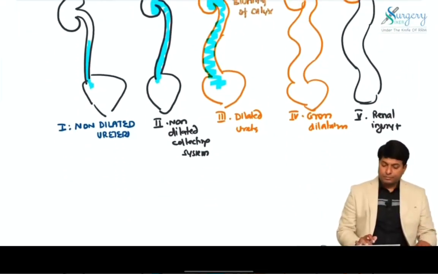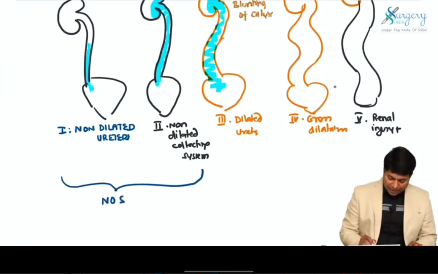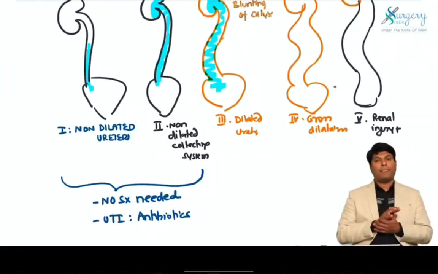In this you can see who you can manage without any surgery. Simply, you can manage non-dilated ureters with no surgery needed. Grades 1 and 2, no surgery needed. They will develop only UTI. Therefore give them antibiotics, that's enough. We will wait for them to heal. So grade 1 and grade 2, no surgery needed.